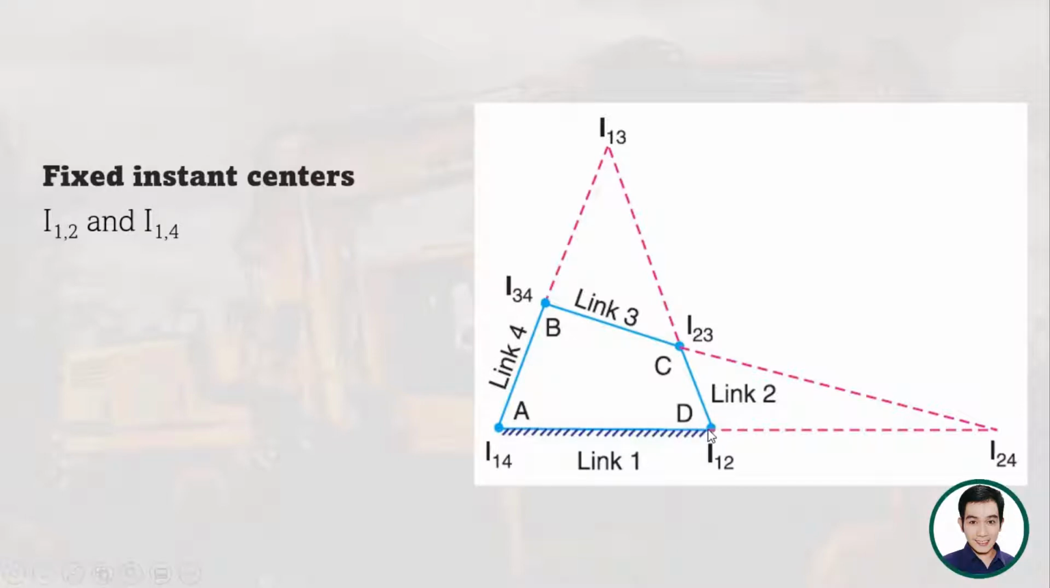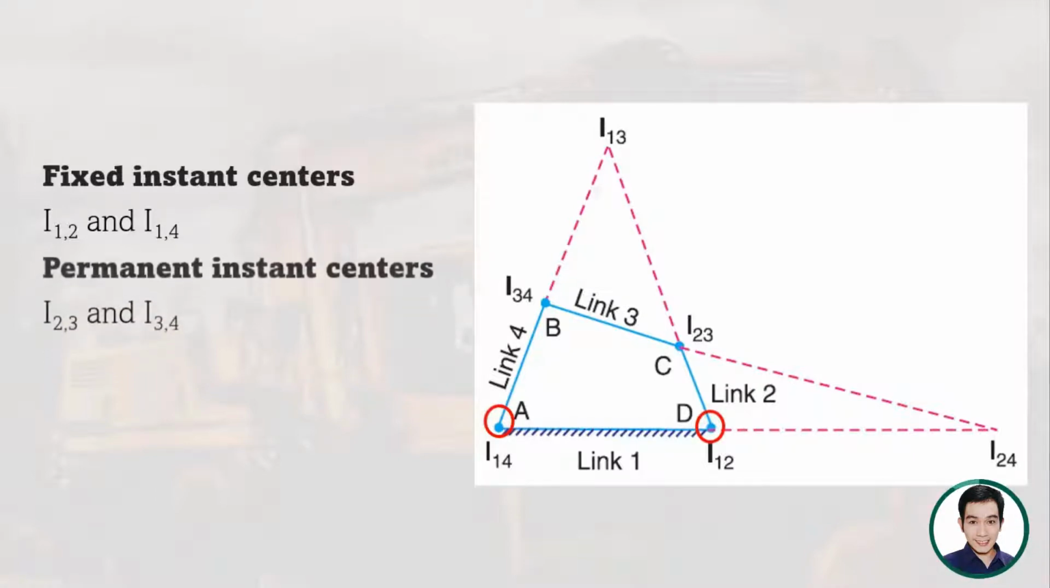You can see here, this joint is I12 because it's the connection between link 1 and link 2. So the name of the center is named after the links that are connecting them. And then this one here, connecting link 4 and link 1, is another instant center which is fixed. So this is I14. So these are the fixed instant centers.